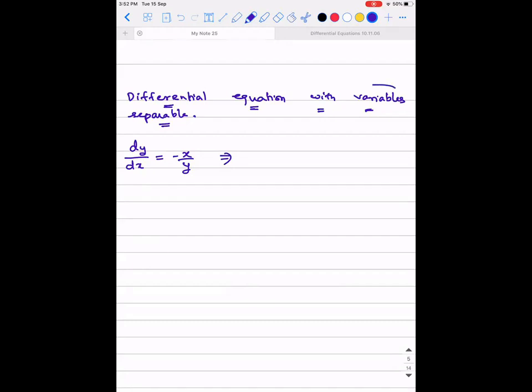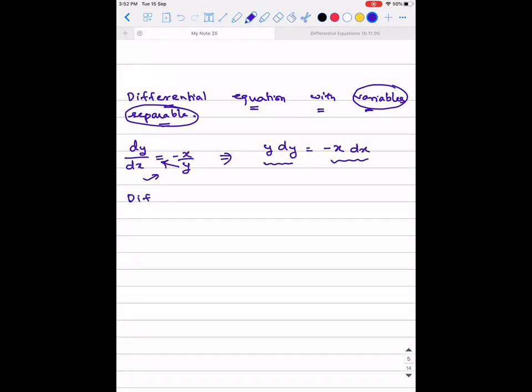The method to be followed for variable separable is that each side of the equation should have variables of x on one side and variables of y on the other side. For example, in this problem, I can take y to the other side, so I can write it as y dy is equal to minus x dx. Are you able to understand this point? If you observe, the left hand side is completely dependent on y and the right hand side is completely dependent on x.